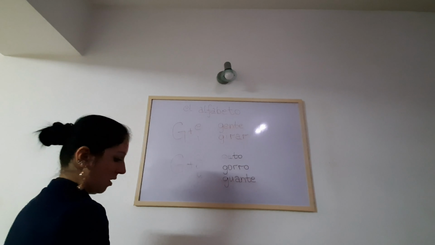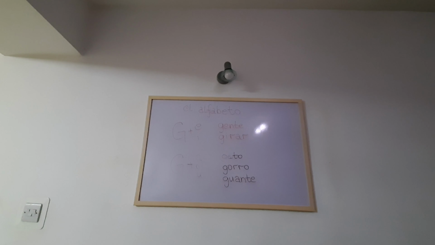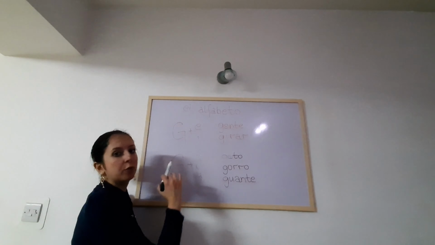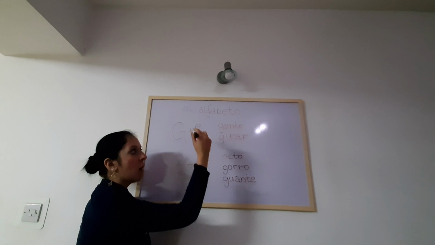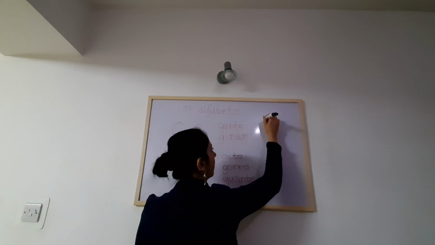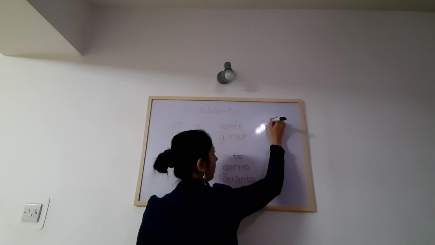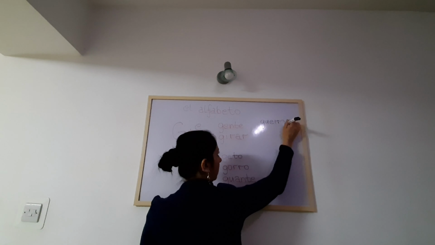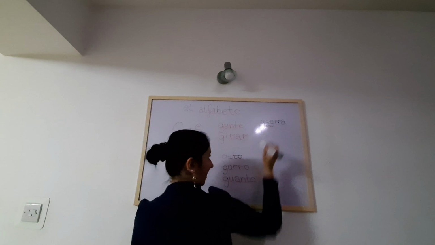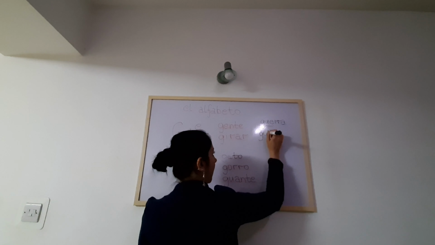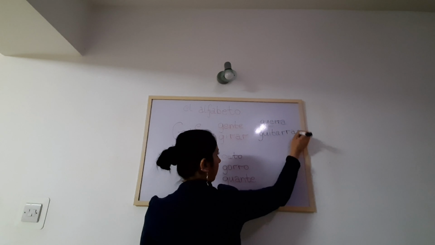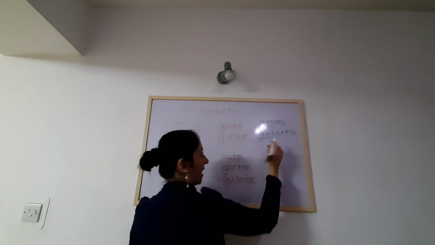Now, where shall I put it? In order to get the actual sound of G and not H, you have to put U inside. For example, guerra, which means the war, so this is G, or guitarra, the guitar, and this is pronounced as gi.